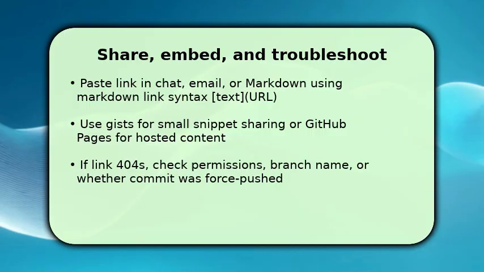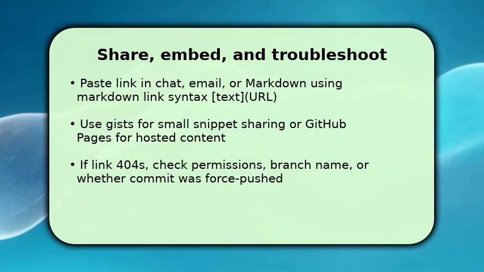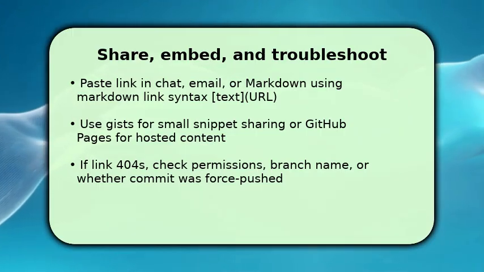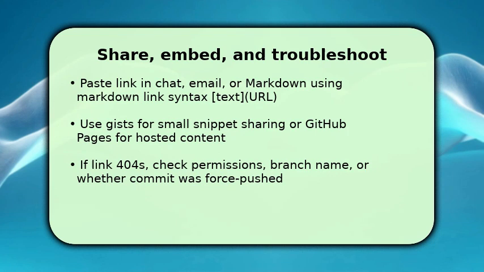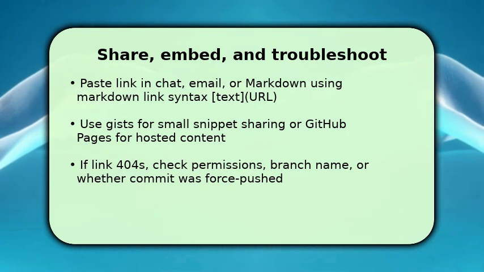Once done, verify the link works in an incognito window to simulate external access. If recipients report a 404, check repository visibility, branch or commit existence, and whether a force push rewrote history. Make sure collaborators have access and regenerate a permalink after any destructive history changes.